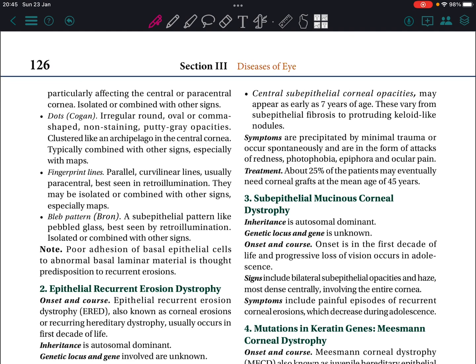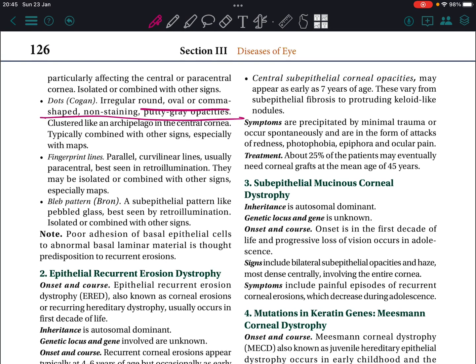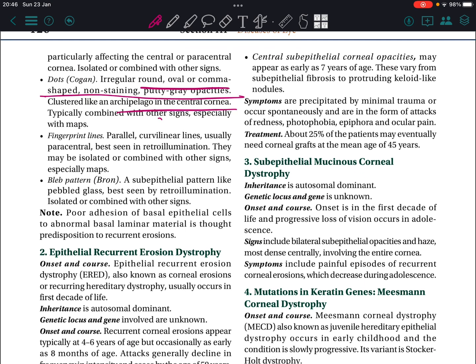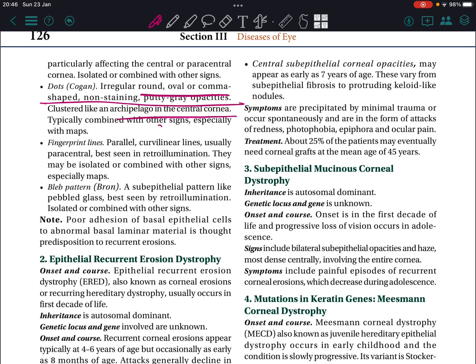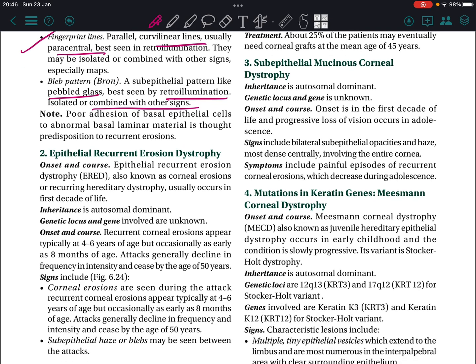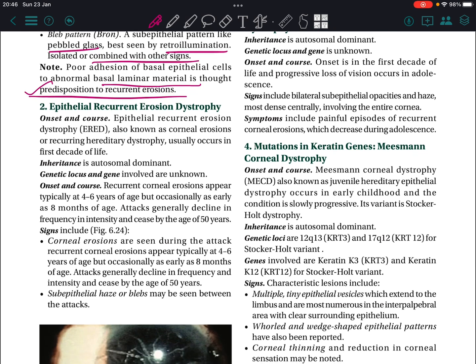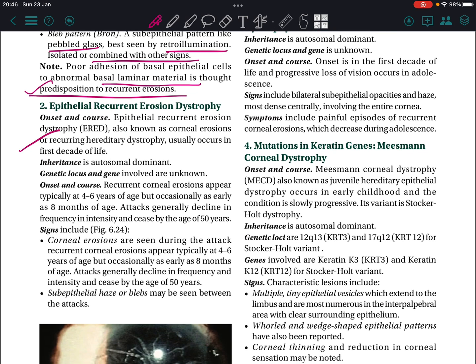Dots, Cogan: irregular, round or oval, comma-shaped knots or putty-gray spots, opacities clustered like an archipelago of islands in the central cornea, typically combined with other signs. Fingerprint lines: parallel curvilinear lines, usually paracentral, best seen in retroillumination. They may be isolated or combined with other signs. Bleb pattern: subepithelial pattern like pebbles, best seen in retroillumination, isolated or combined with other signs. Poor adhesion of basal epithelial cells due to abnormal basal laminar material is thought to predispose to recurrent erosions. Epithelial recurrent erosion dystrophy is also known as recurrent corneal erosions, or recurring hereditary dystrophy.